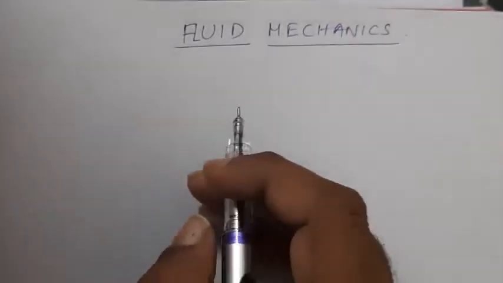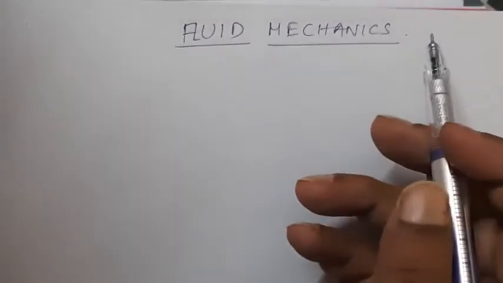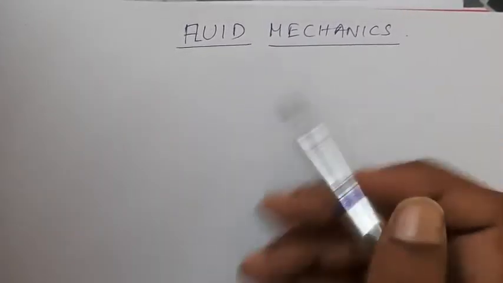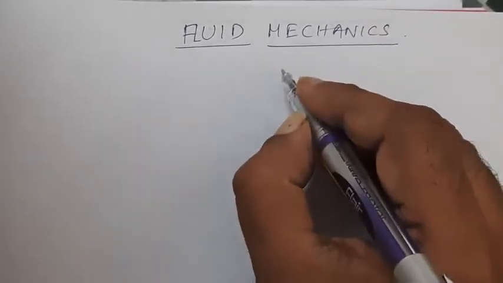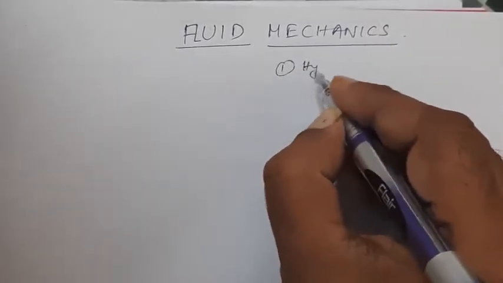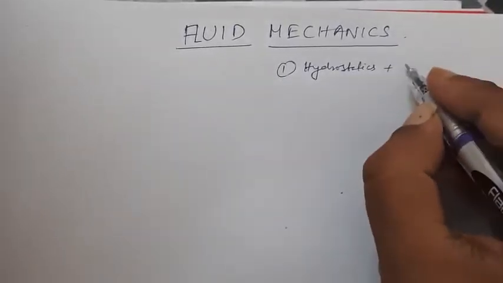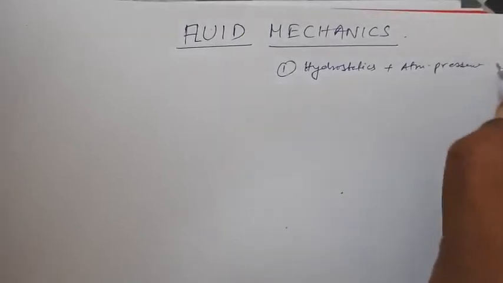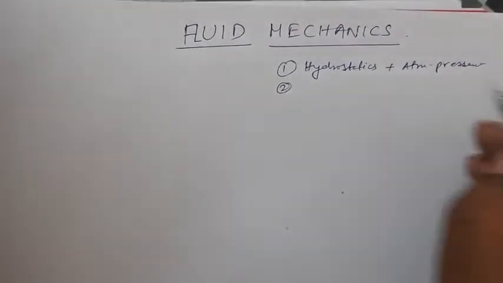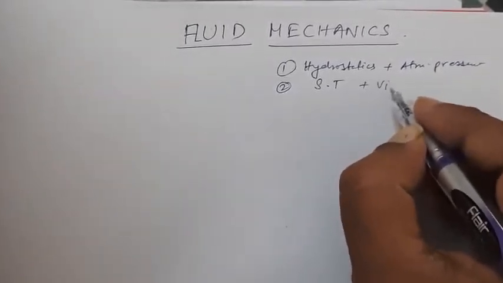Here we start with the new section, fluid mechanics. Now, fluid mechanics is divided into three or four parts. The first part that we are going to understand is hydrostatics, along with the concept of atmospheric pressure. Secondly, surface tension and viscosity.